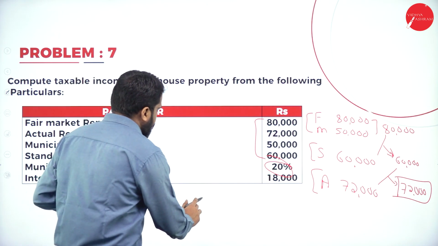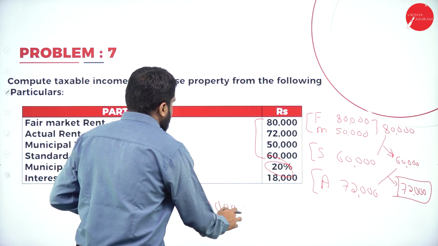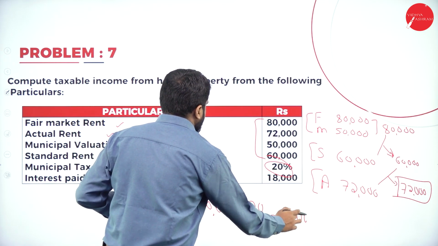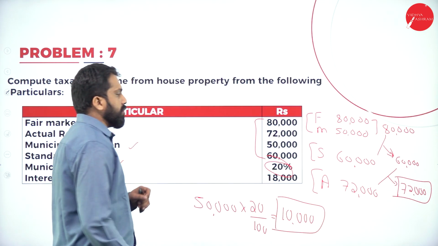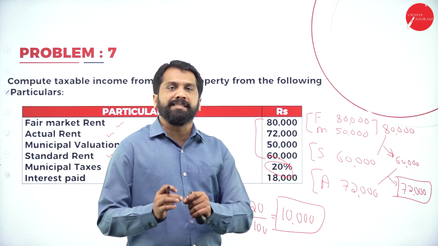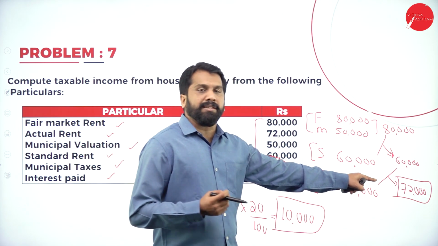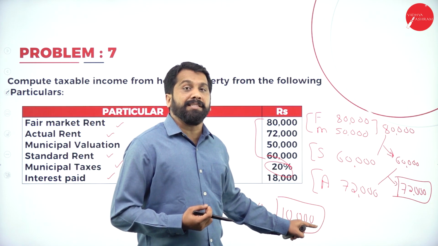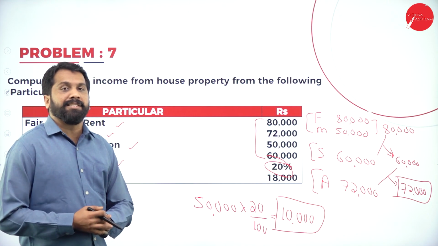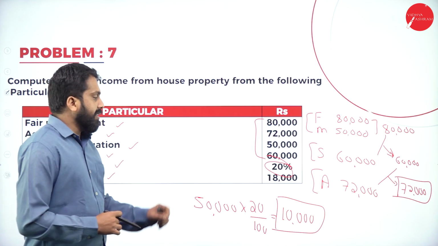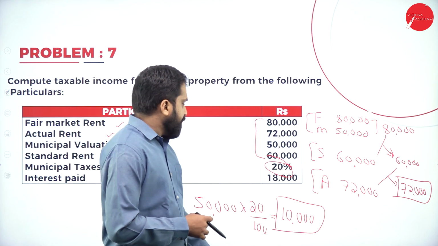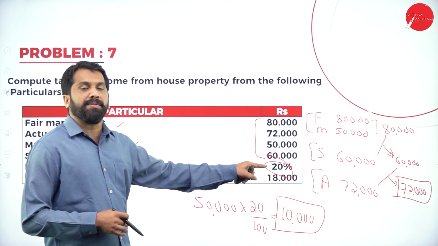Now in this, 50,000 multiplied with 20%, you will get 10,000. 10,000 is your municipal tax calculation. So you should consider 10,000. Now 72,000 is your annual value minus municipal tax, which is 10,000. 72,000 minus 10,000, 62,000 is your net annual value. Later we go for 30% standard deduction as well as whatever interest paid you are supposed to minus.